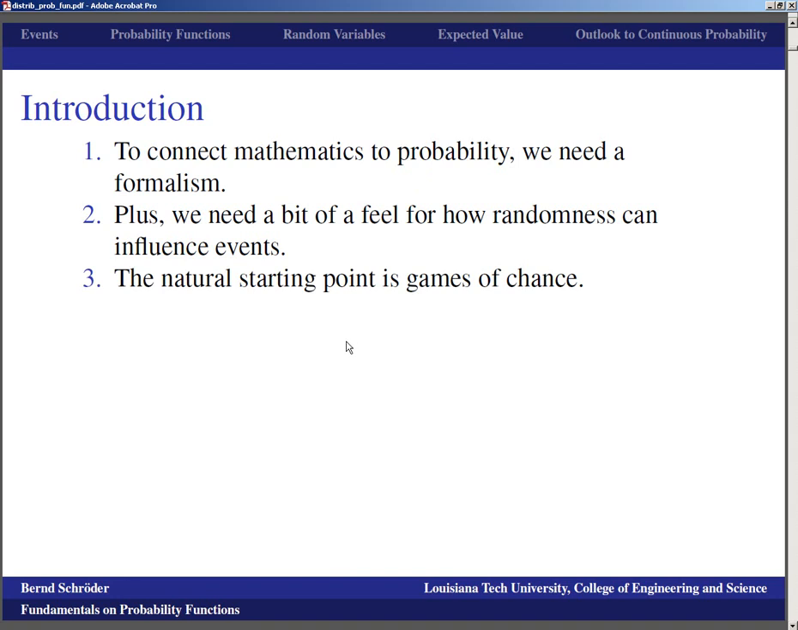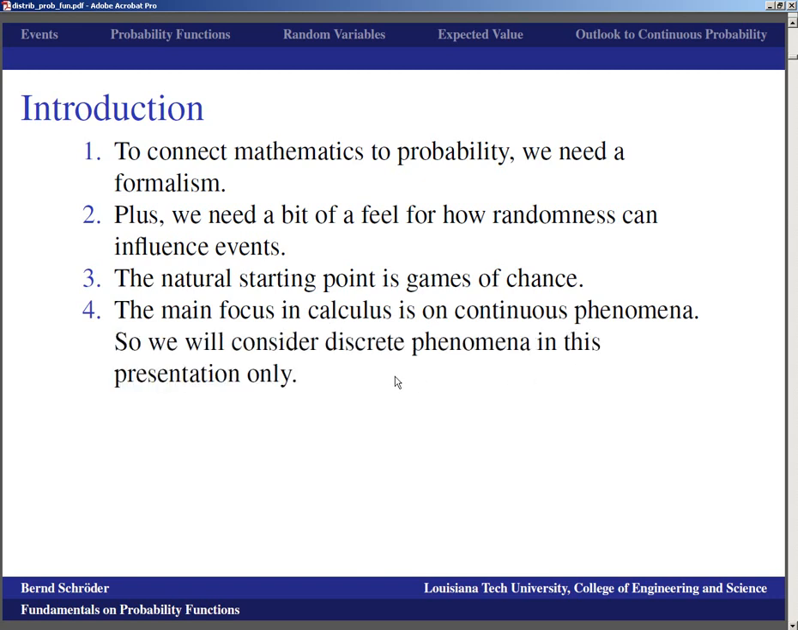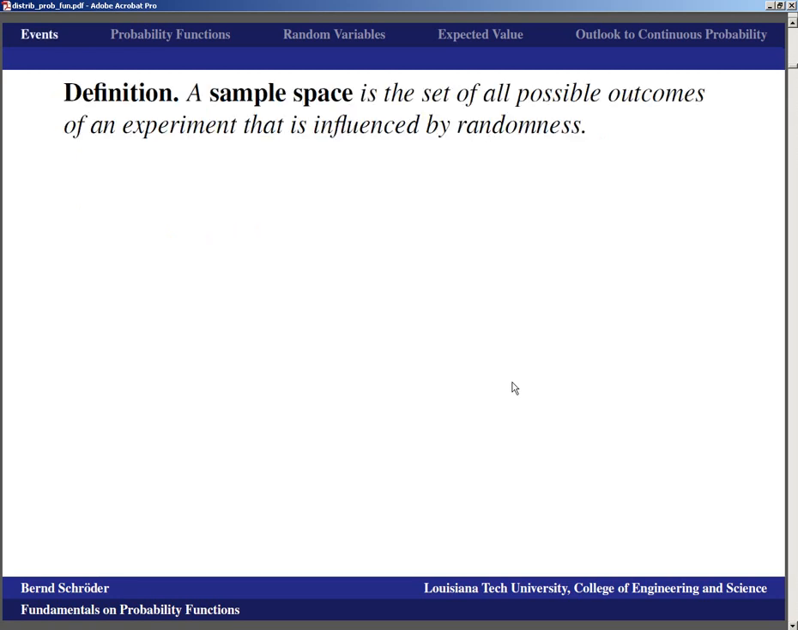And therefore, the natural starting point for probability in a lot of ways really is that we're going to talk about games of chance. The main focus in calculus-based statistics is on continuous phenomena, as I already said, and so we will consider the discrete phenomena only in this presentation. So let's take a look.